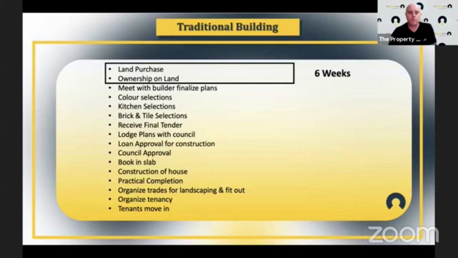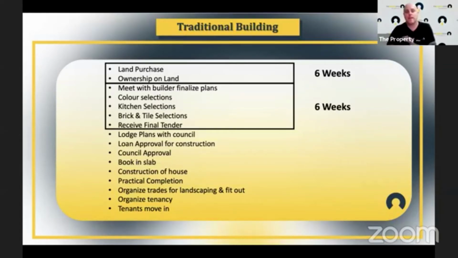And then the builder will want to meet with you to finalize the plans. You want to do your color selections, kitchen selections, brick and tile selections, and then you'll receive your final tender. Now this will take a minimum of 6 weeks. In some of the states at the moment, the market's quite busy, and this is taking up to 3 to 4 months to get to this stage. Now, what you have to realize is you're paying interest every month on your land purchase here.